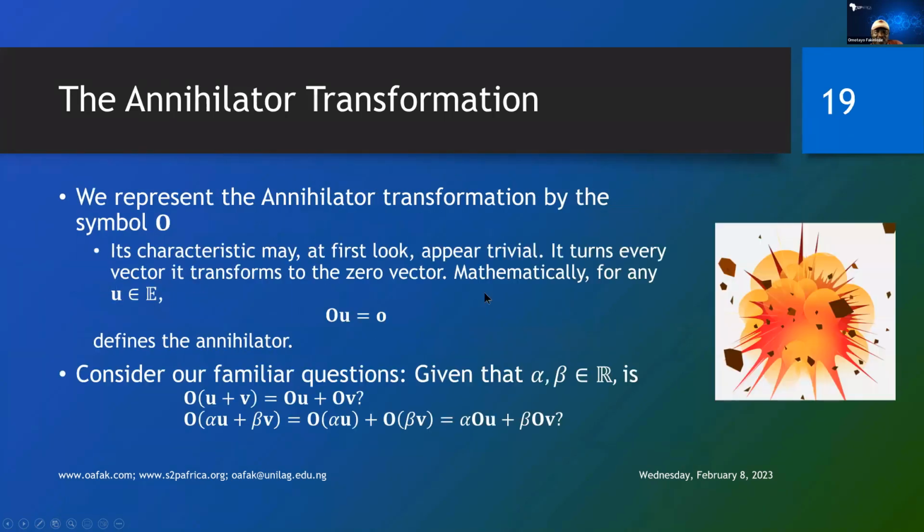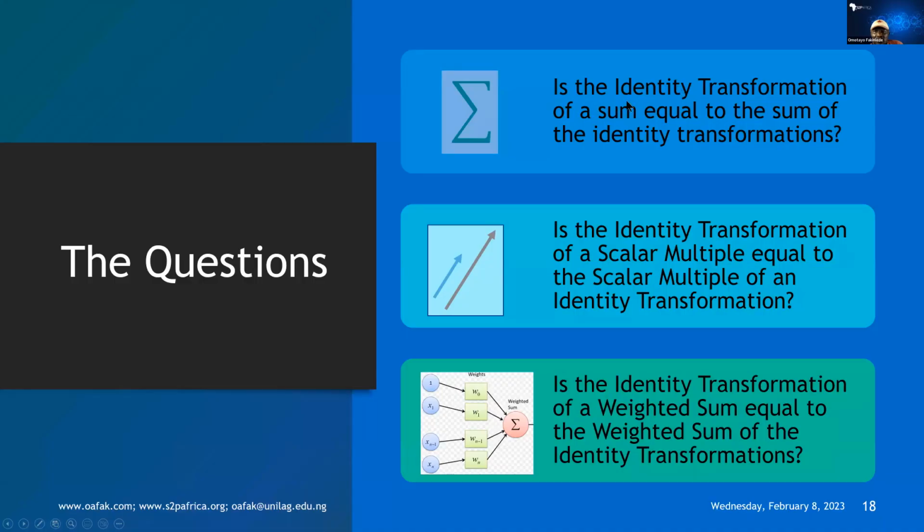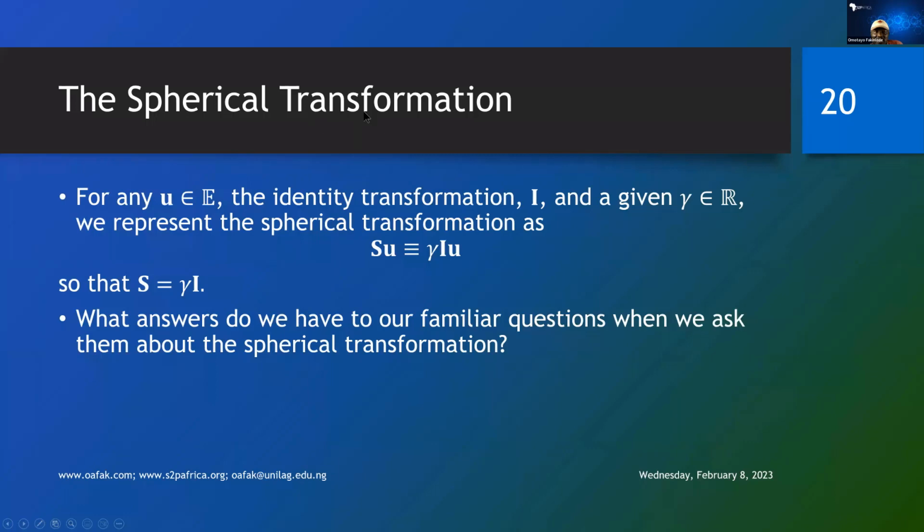Again, is the spherical transformation of a sum equal to the sum of the spherical transformations? Is the spherical transformation of a scalar multiple equal to the scalar multiple of the spherical transformations? Is the spherical transformation of a weighted sum equal to the weighted sum of the spherical transformations? If the answer to every question there is yes, then the spherical transformation is a spherical tensor.